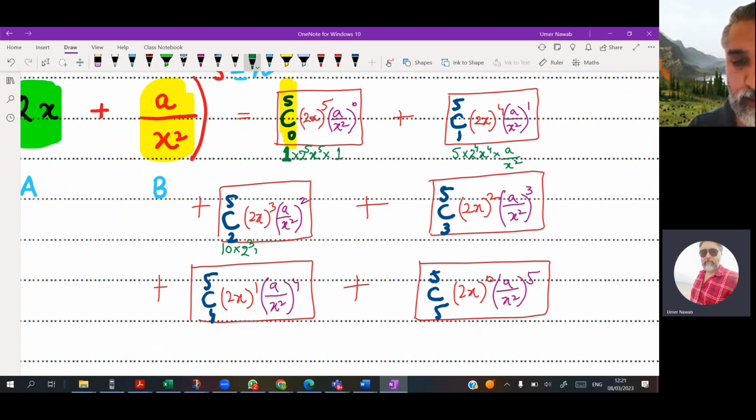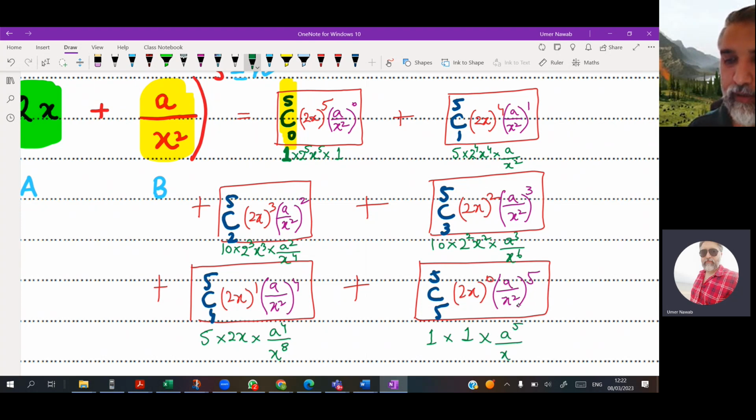This is 2 to the power of 3, x to the power of 3, then a squared over x power 4. Then 10, then 2 to the power of 2, x to the power of 2, then a power 3 over 2 times 3, which is x power 6. Then 5C4, which is 5, and then 2x, then a power 4 over x power 8, because 2 times 4 is 8. This is 1, because anything to the power 0 is always equal to 1. A power 5 over x raised to 2 times 5, which is 10.